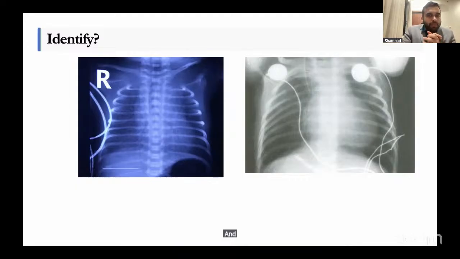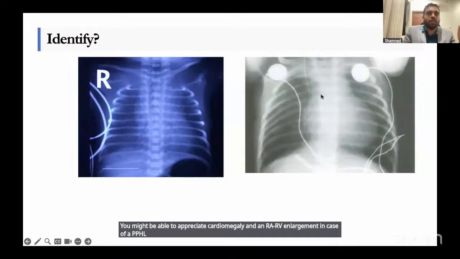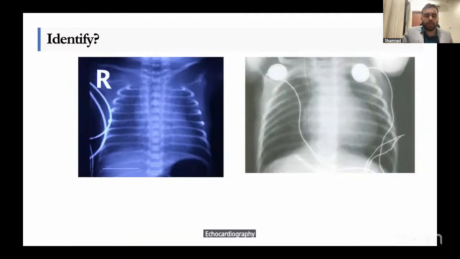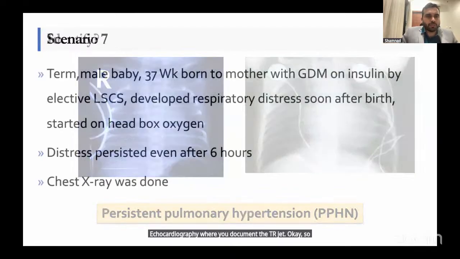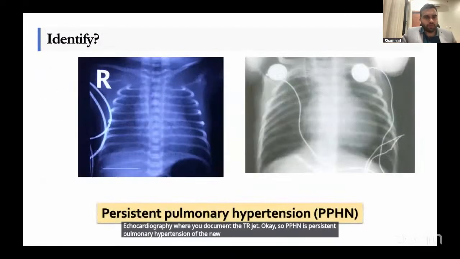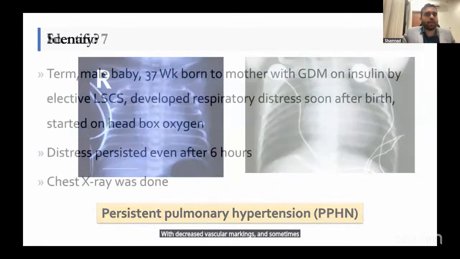And sometimes, in case of severe PPHN, we are causing RA and RV enlargement, you might be able to appreciate a cardiomegaly and an RA-RV enlargement, but that again you usually don't get in X-ray, because the classical diagnosis of a PPHN is with the help of your echocardiography, where you document the TR jet. Okay, so PPHN is persistent pulmonary hypertension of the newborn. Just remember, if someone asks you what are the findings, it is pulmonary oligemia with decreased vascular markings, and sometimes you may be able to appreciate your RA and RV enlargement.